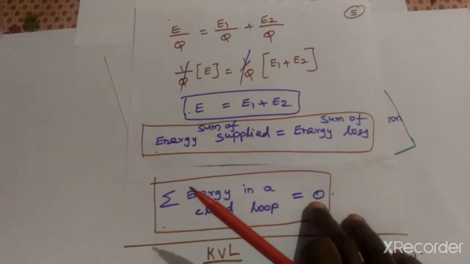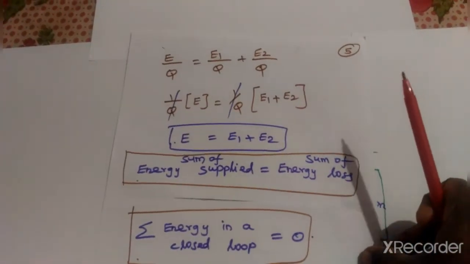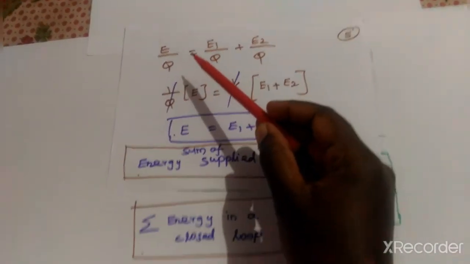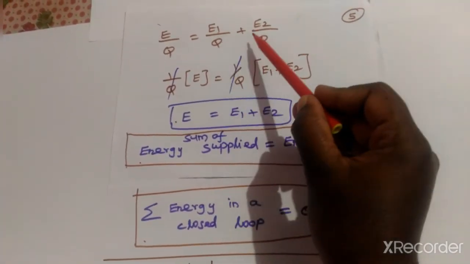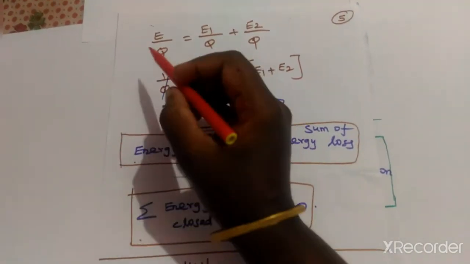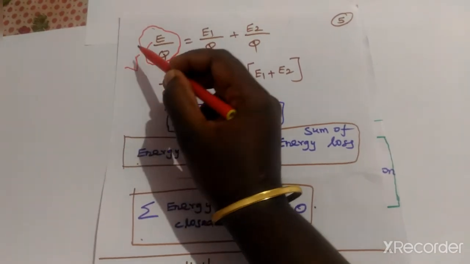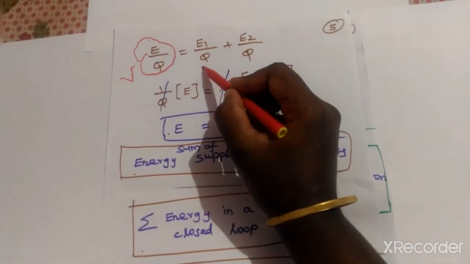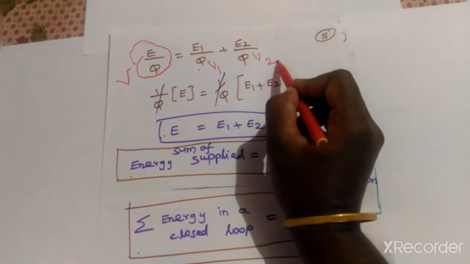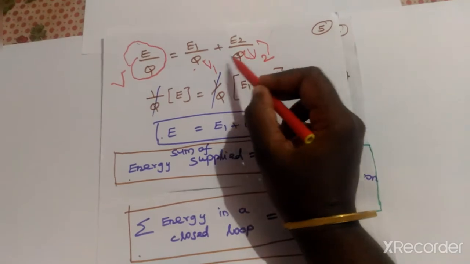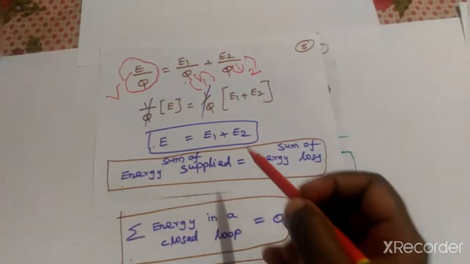The energy is E, and voltage V is equal to E by Q. So the drops are V1, which is E1 by Q, and V2, which is E2 by Q. So this is the applied input voltage. This term is the voltage rise, and these are the drops across the resistances. This will be V1 and this will be V2. So this is the voltage drop across the resistance R1 and this is the voltage drop across the resistance R2.